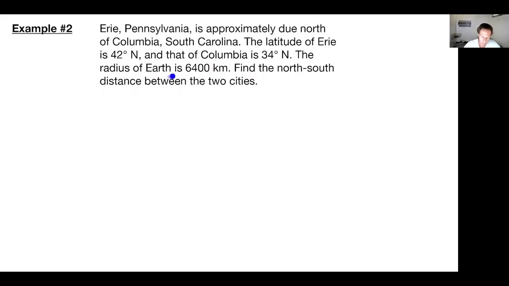So it says the radius of the Earth is 6,400 kilometers. They want you to find the north-south distance between the two cities. So let's start by drawing what we're on, a circle, Earth. We actually live on it, okay?